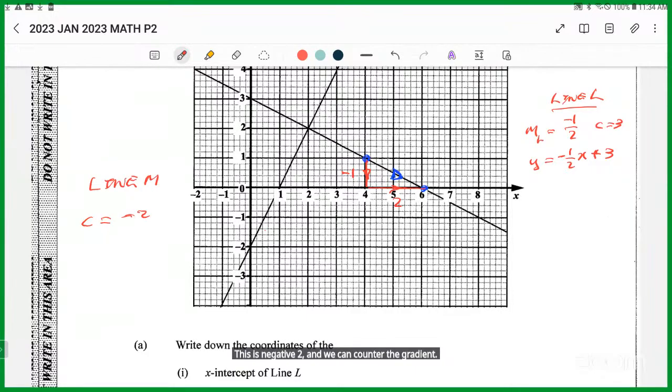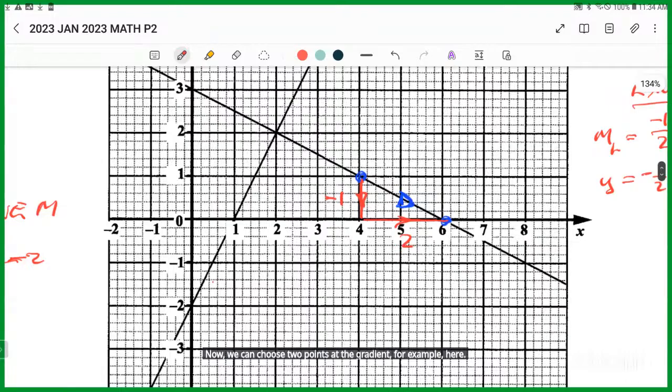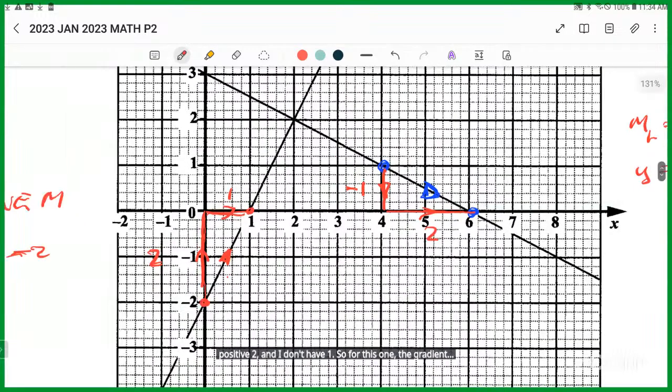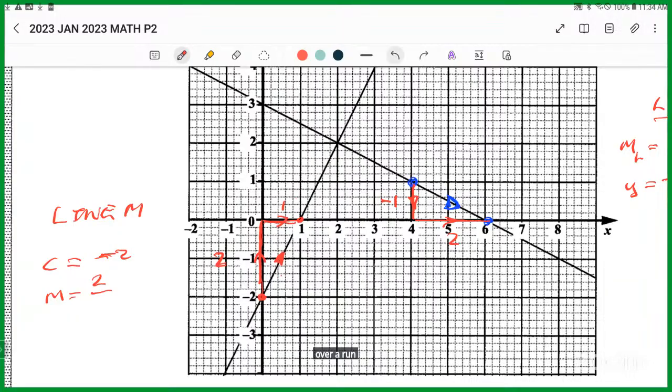Now we can choose 2 points for the gradient. For example, here and here, going from left to right. This one is sloping upwards. So there's a rise of 2 units. See? That's a rise of +2, and a run of 1. So for this one, the gradient would be rise 2 units over run 1 unit. 2 over 1 is 2.